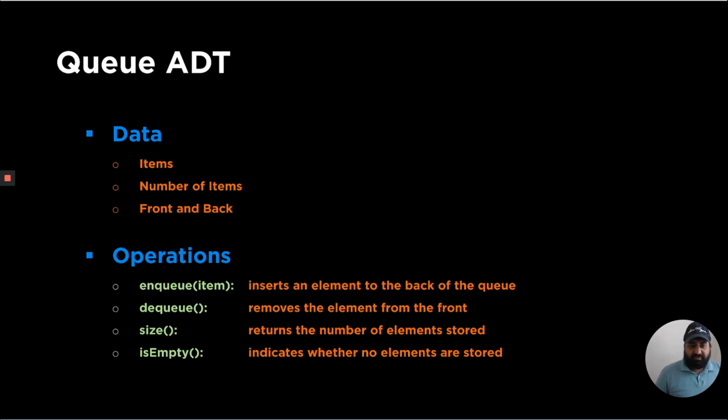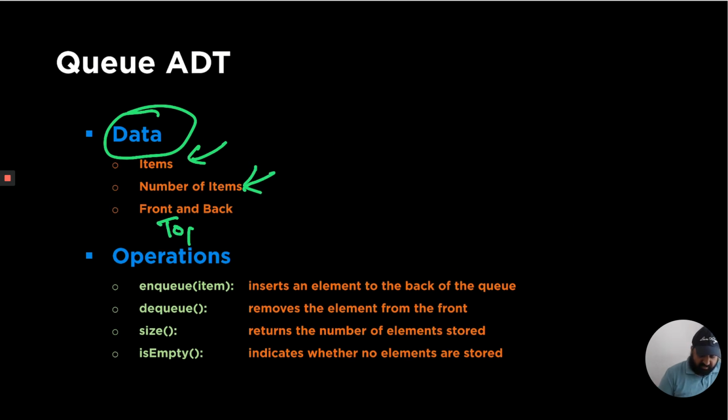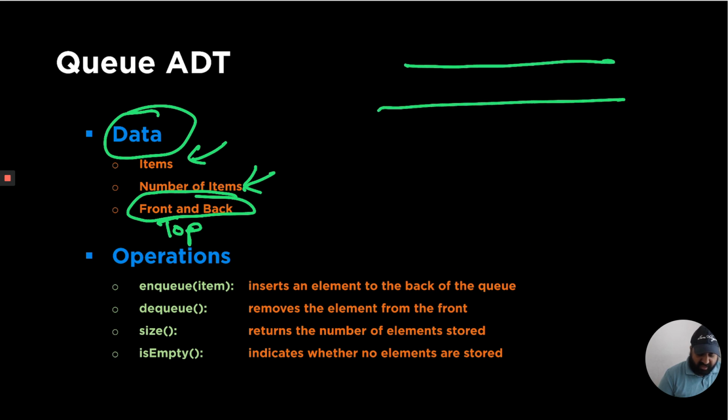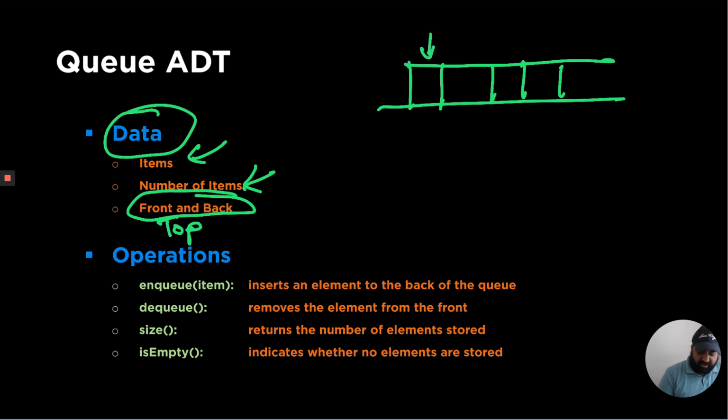The queue ADT behaves quite similarly to the stack. There's one addition. When we were discussing stacks, the data was just the items and the number of items. In queues, there's no top; there are going to be two different data members, front and back. A queue looks like an array where you store some numbers. The front points to the front element, which is the first element, and the rear points to the last element.